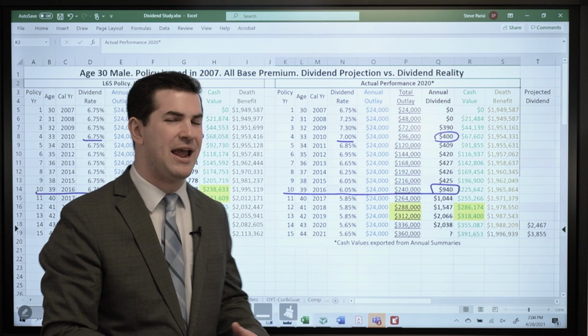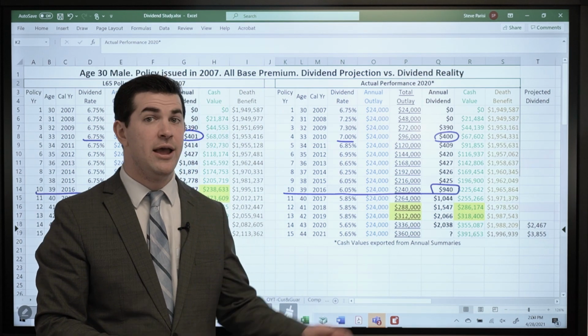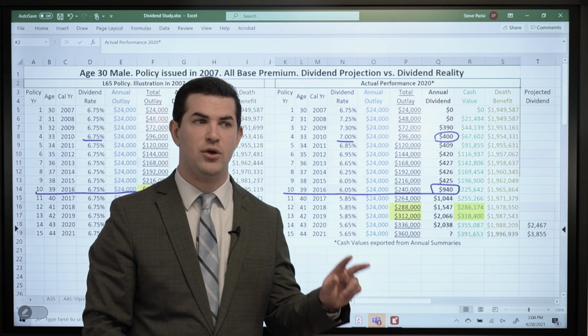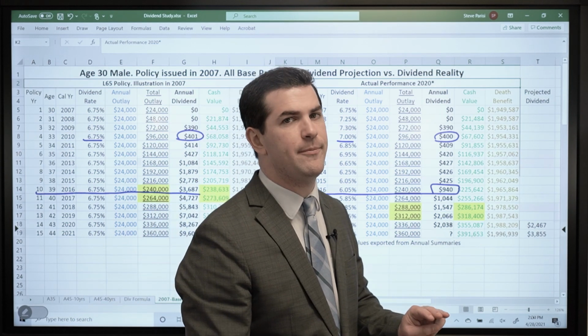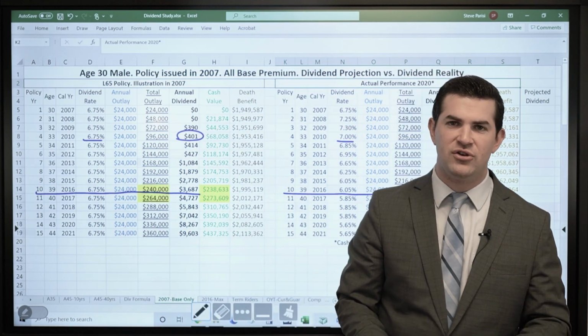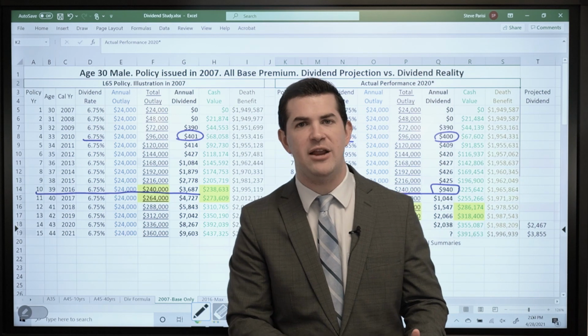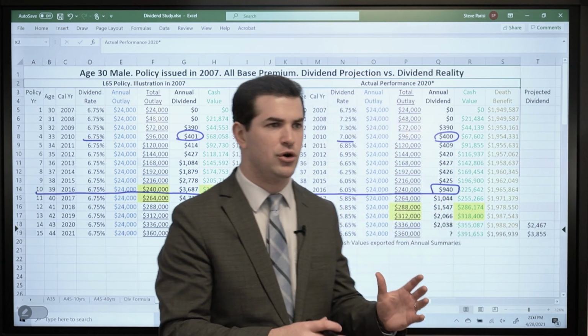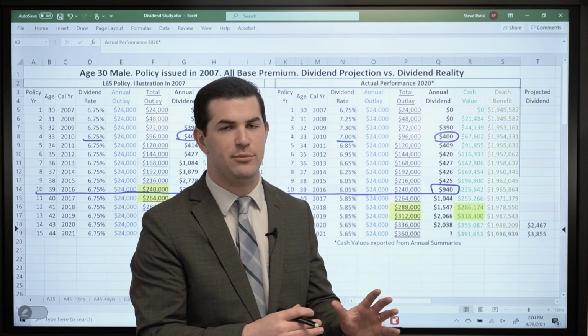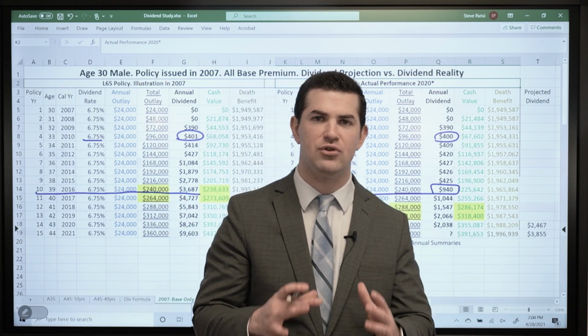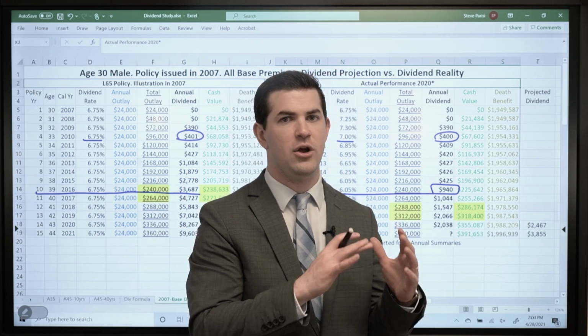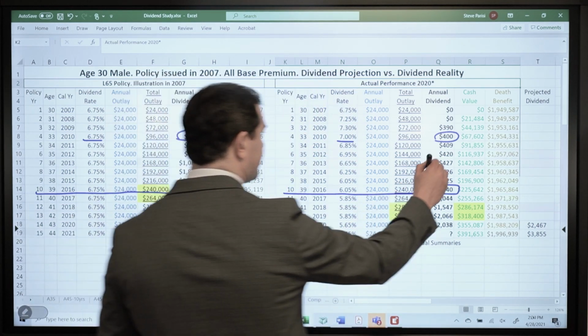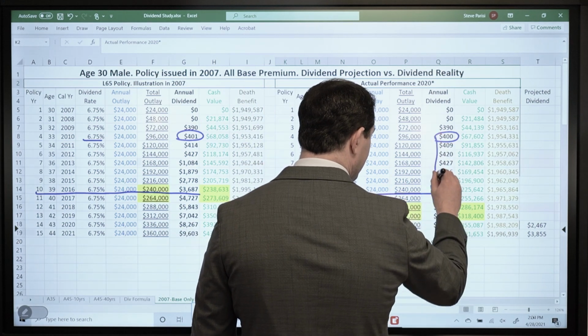$940 is what his actual dividend payout was. And these dividends, cash values, and death benefits, where we got them is not from in-force illustrations. We pulled the annual statement for each year to make sure we can make this as accurate as possible. We wanted a real-time projection or performance measurement. What does it actually look like? So if we look at all of those years, what do you notice?